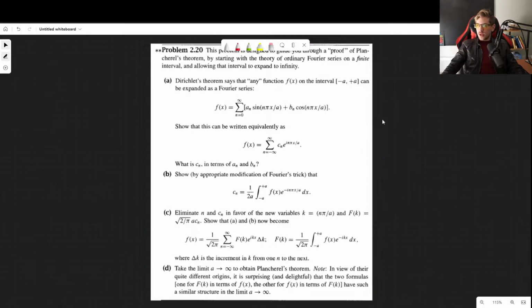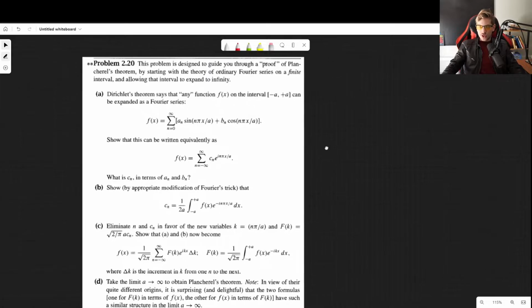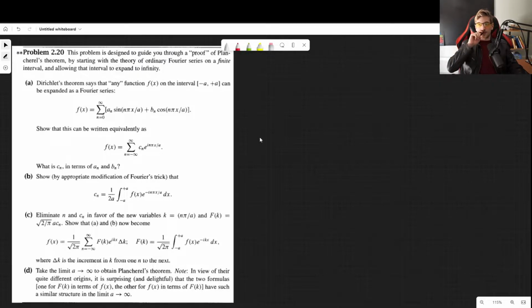So we have used it before, but proving the theorem itself is very important, and it also really reinforces some tricks, like Fourier's trick, that we're going to be using often, not only in this course, but also in others.